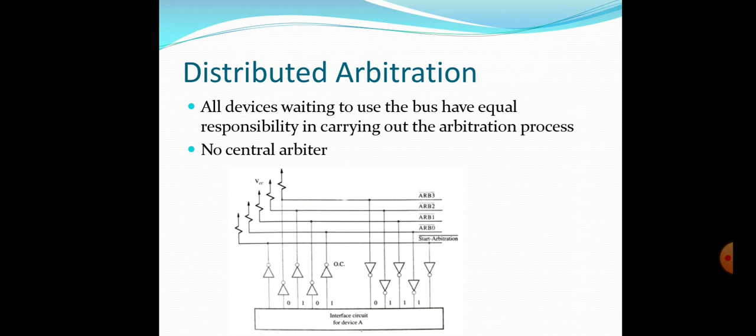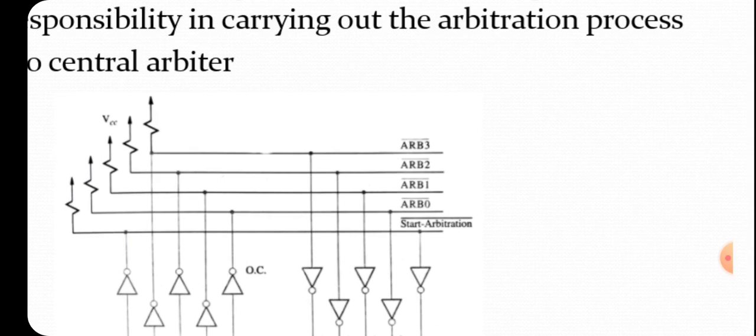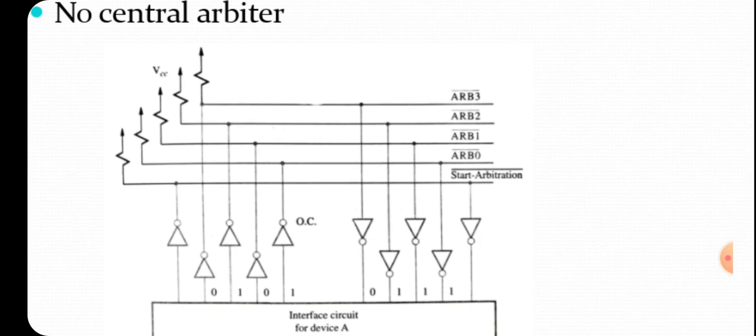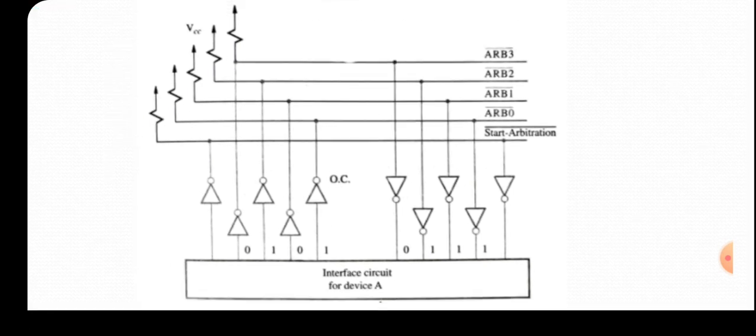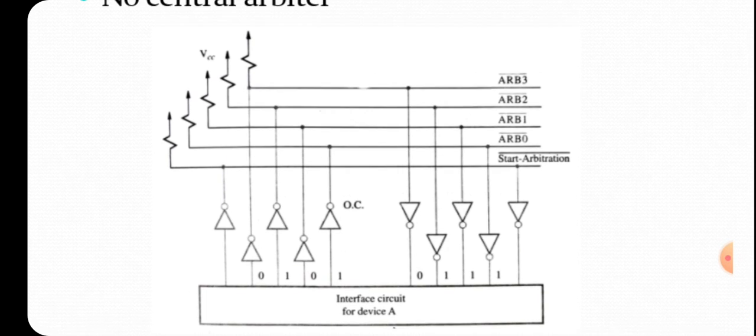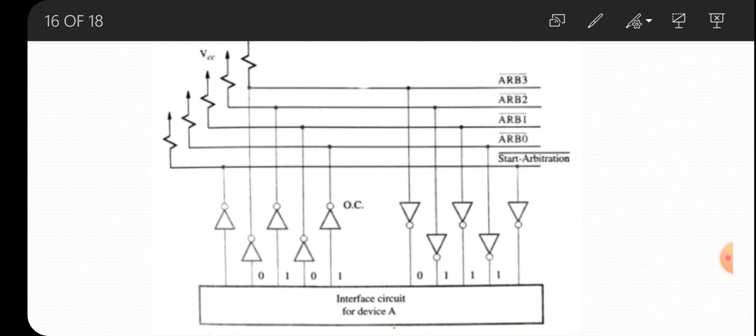Here, each device on the bus is assigned a 4-bit ID number, and any device can initiate a bus request by signaling this start arbitration line and sending its ID number into these arbitration lines, ARB0 to ARB3.